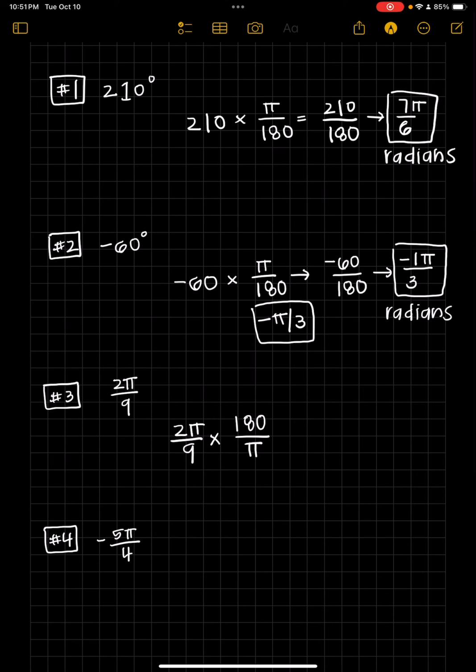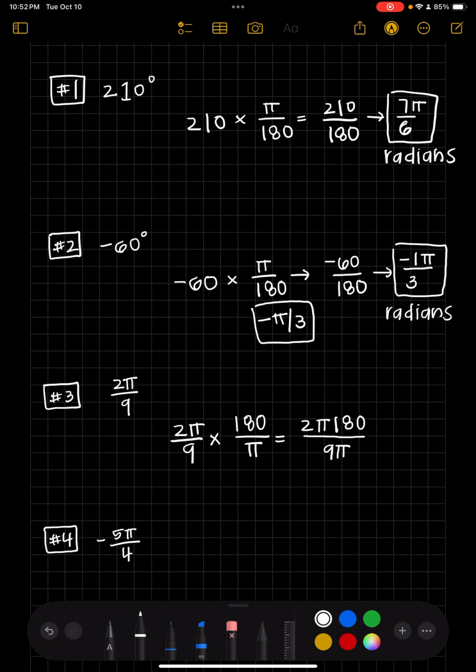Now, based on the rules of multiplication, when we multiply fractions, we're really multiplying tops and tops and bottoms and bottoms. So we would have 2 times pi times 180 on top, and on bottom we would have 9 pi. Now, this is where something cool happens. If I have something on top and something on bottom of a fraction and it's the same thing, I can cancel it out. So you actually have a pi on top and a pi on bottom, so I'm going to cancel those pi's out, which makes my job easier because now that the pi's are gone, we can just plug this into a calculator.